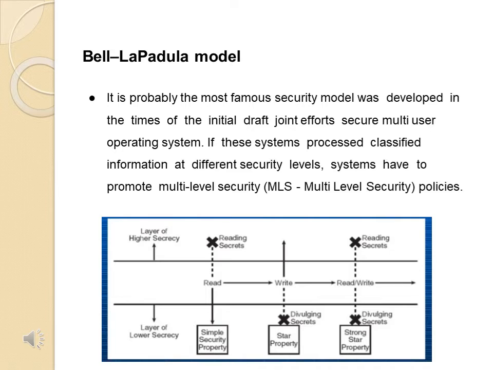As you can see in the diagram, we have a layer of higher security and a layer of lower security, with three different properties: the simple security property, the star property, and the strong star property, which will be discussed in the next slide.